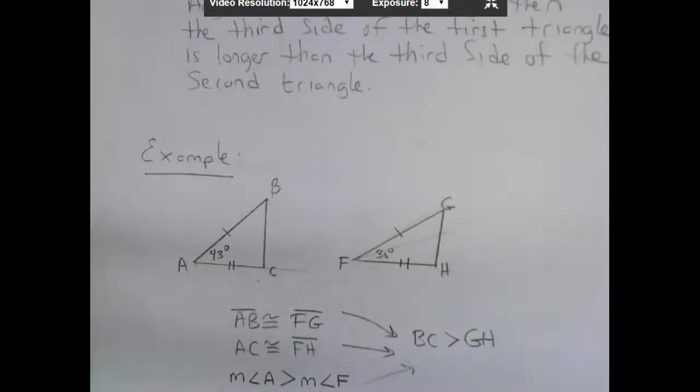And again, we're just saying we have two sides of two different triangles that are congruent: AB, FG, and AC, FH. And then if we know that this angle 43 is greater than this angle for this triangle, we can then say that this side BC is greater than GH. And I kind of wrote it out here. These sides are congruent. This side is congruent. And we can just say the measure of angle A is greater than the measure of angle F. So that's kind of what the hinge theorem says.